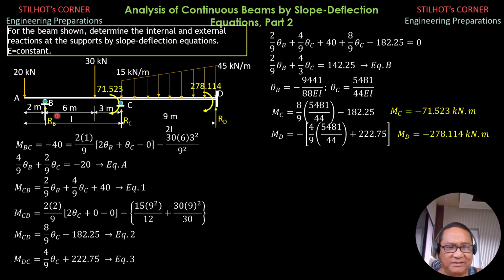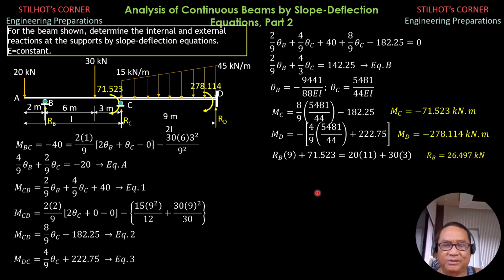So these are the support reactions, then the direction of the moments. If we consider ABC, summation of moments about C equals 0: RB times 9 plus 71.523 equals 20 times 11 plus 30 times 3. So R sub B is equal to 26.497 kilonewtons.